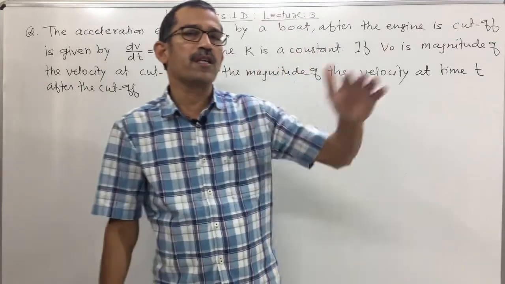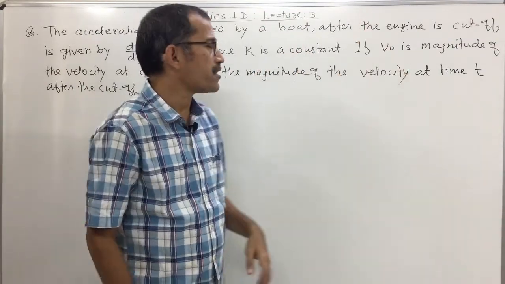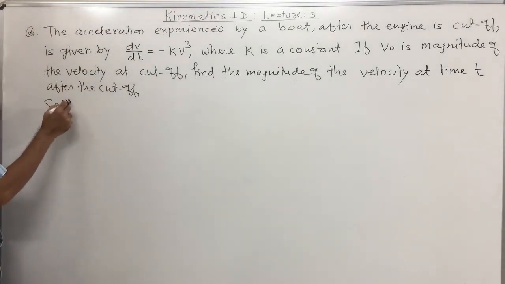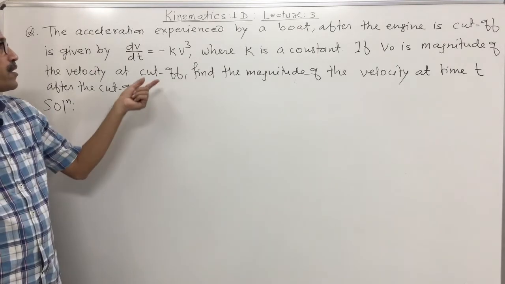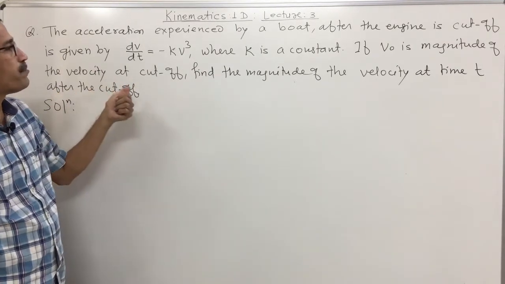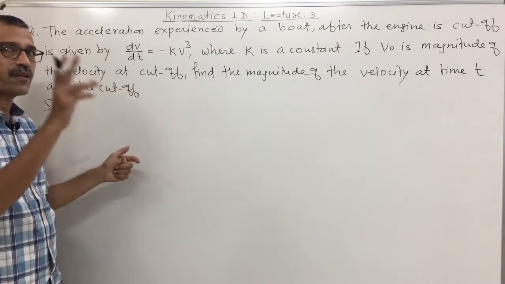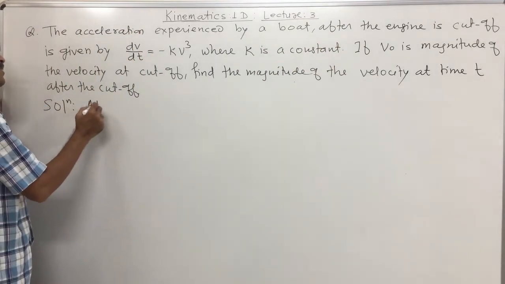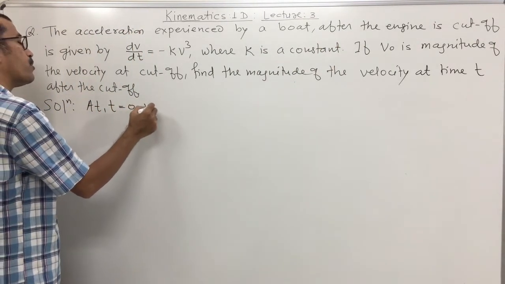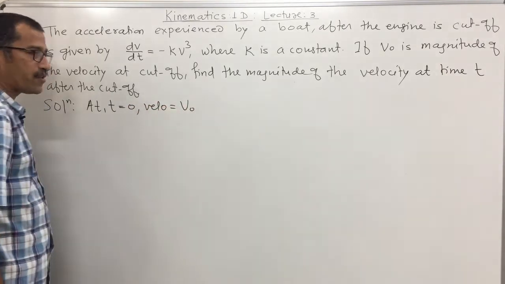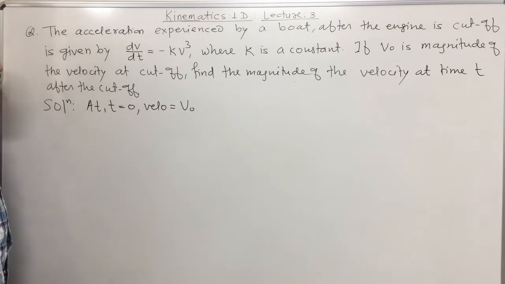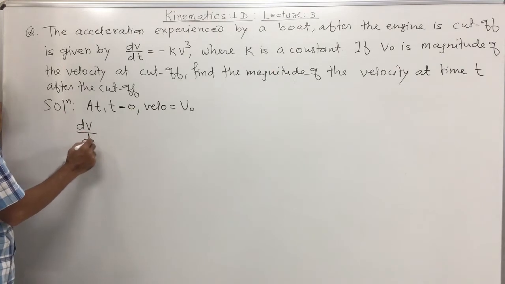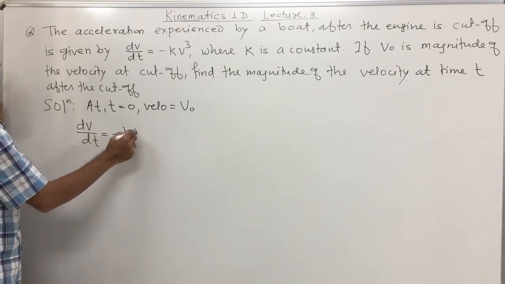Find the magnitude of the velocity at time t after the cutoff. That means in terms of time t, what will be the velocity at any time instant t? Simple. Now what will we do? The condition: when time t is 0, at the instant when the engine is cut off, velocity is v naught. We will use this when we integrate and substitute limits. Now the equation for this acceleration is dv by dt equals minus k v cube.